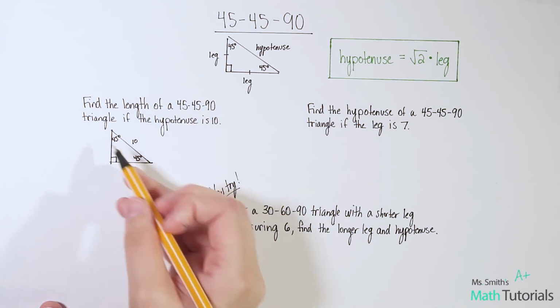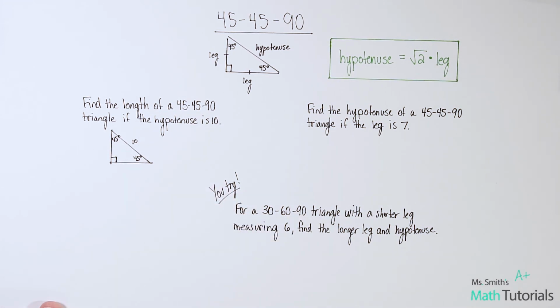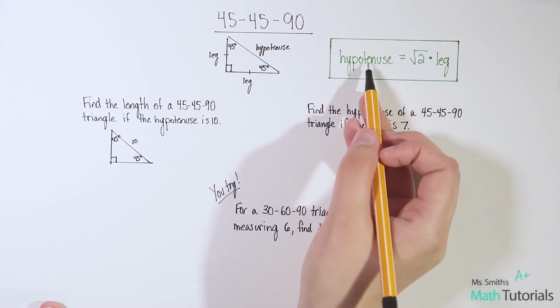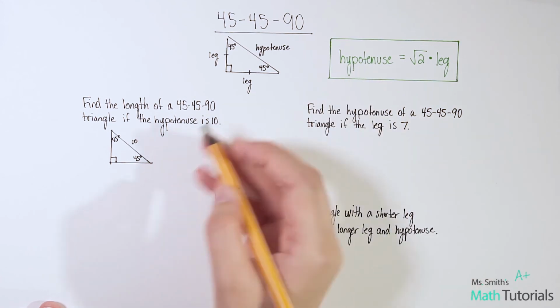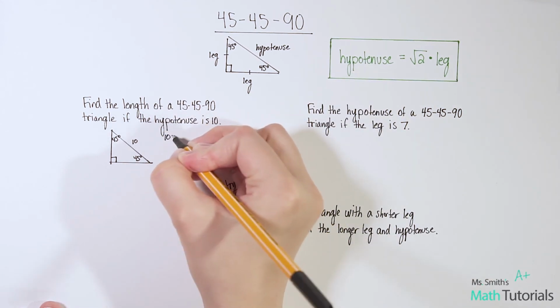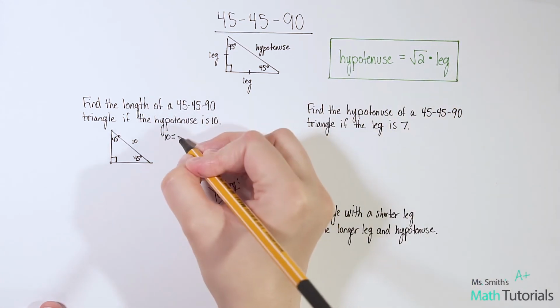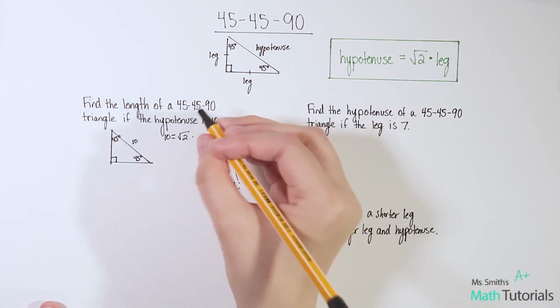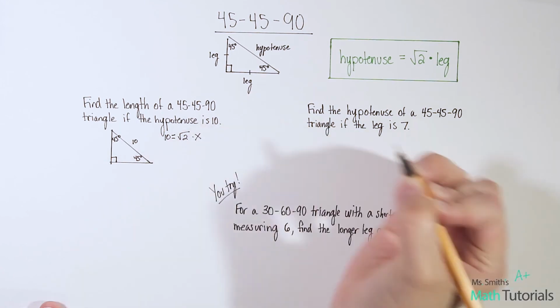And I need to know what the legs are, right? Find the length of each leg, and they'll be the same. So let me use this rule. The hypotenuse, 10, equals square root of 2 times a leg. Let's just call a leg x. We'll just call it x.